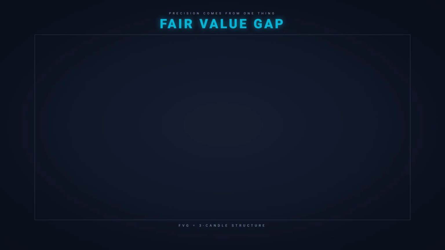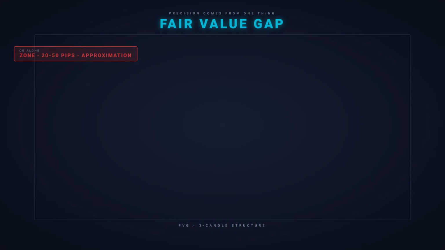The remaining problem is this. An order block is a zone, not a price. It can span 20, 30, sometimes 50 pips of price range. Entering at the top of that zone, the middle or the bottom, produces completely different risk to reward ratios and completely different outcomes. Price can enter the OB zone and hover for 5 candles before it reacts. It can push past the top half of the zone and only react at the bottom half. Without a precision tool inside the OB, your entry is still an approximation. Fair value gaps solve that.